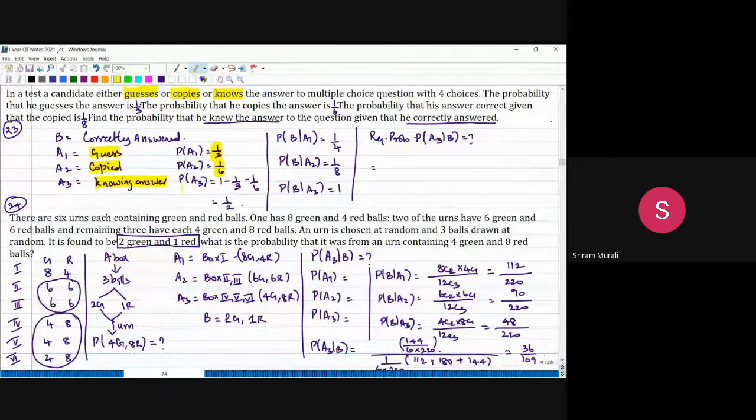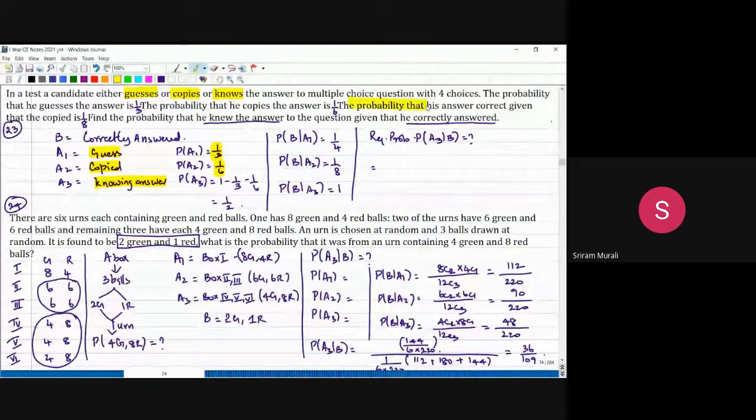So the chance that he knows the answer is not given. So this is 1 minus the sum of these. 1 minus this probability will be equal to the third case. Have you understood this? Yes, sir.